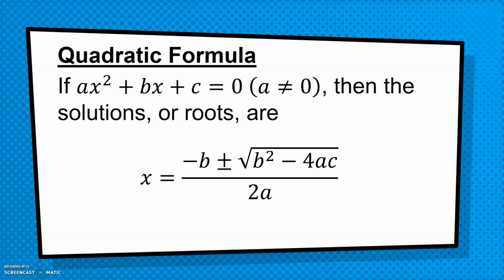So this gives us a way to solve all those quadratics that we can't factor. And even if we can factor it, we can still use the quadratic formula to help us do that. So this is what I like to call the plug and chug method. So we're just going to plug in numbers and we're going to chug out an answer. So let's look at our first example to see what I'm talking about with that.